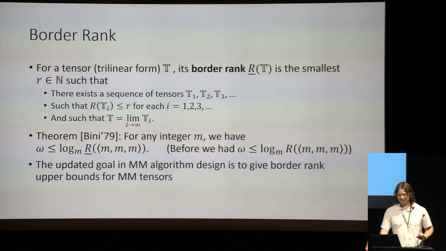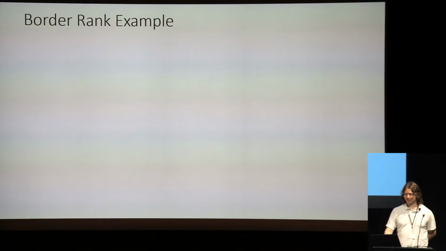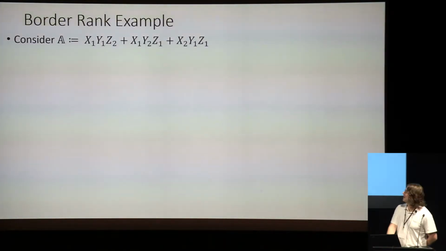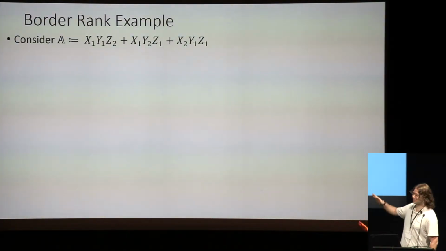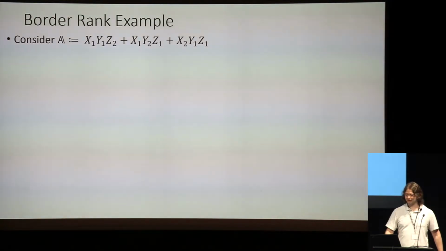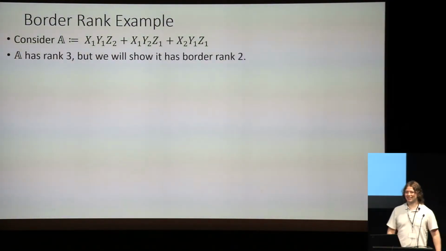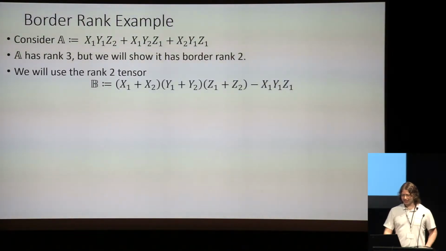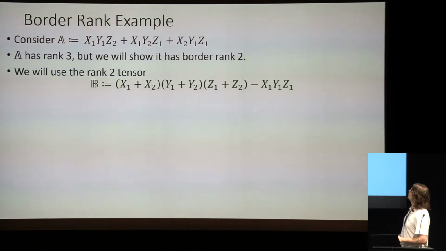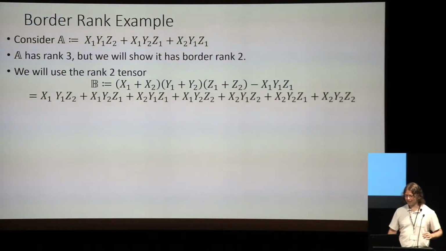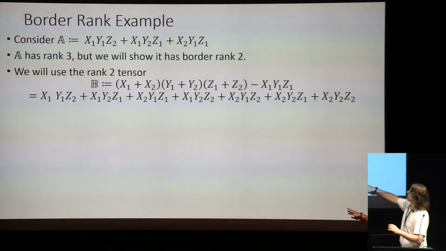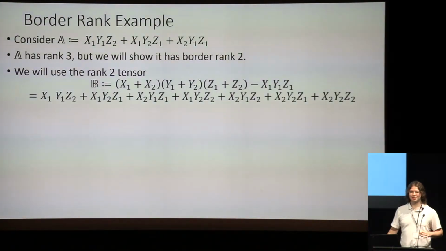So I think this is kind of a complicated notion, so let me give you an example. So let's look at this tensor A here. It's like the 3 terms that have 2 subscripts 1 and 1 subscript 2. And this tensor A has rank 3, but I'm going to show you quickly that it actually has border rank 2. So how do we do this? Well, we're going to use this other tensor B, which actually does have rank 2. Here's a nice rank 2 expression for it. And when you expand it out, it's like all the terms that have at least one of their subscripts as a 2. And this has rank 2.